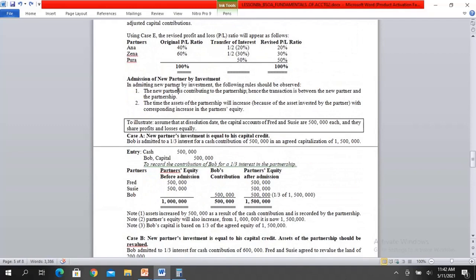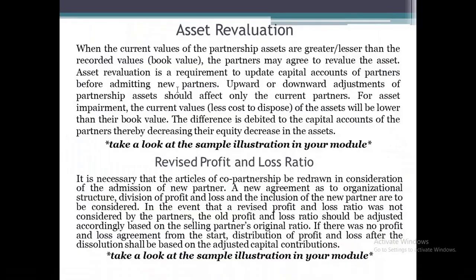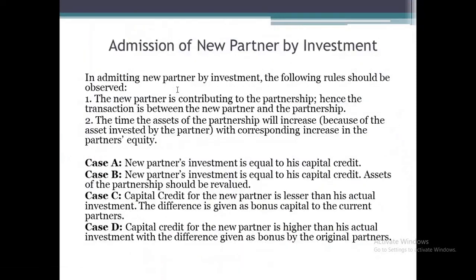So, admission of new partners by investment. In admitting new partner by investment, the following rules should be observed. So, kanina, di ba, by purchase. Ngayon, by investment. So, mag-i-invest si new partner. Kung kanina, bililin yung new partner yung mga interest ng mga current partners, ngayon naman is nag-invest si new partner. So, ito yung mga rules na kailangan i-observe kapag investment naman yung kay new partner.